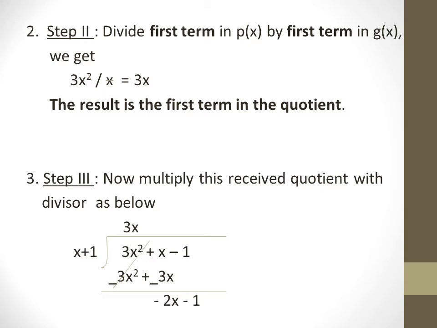Now write this term below the first term of your dividend, 3x square. Below that write 3x square. Now multiply the second term in the divisor, that is 1, with 3x. What is the answer? 3x into 1 is 3x. Now write this term below the second term of the dividend, that is x. So write 3x below x.